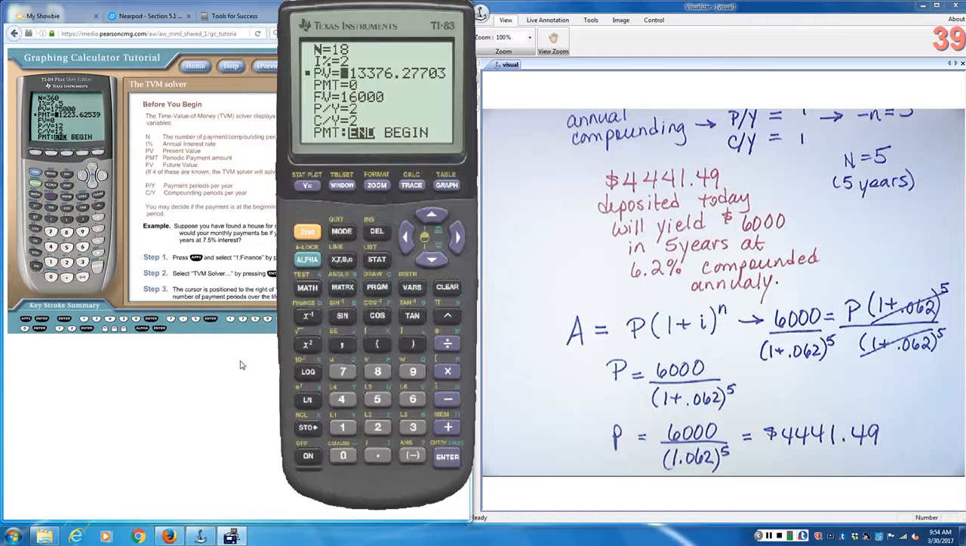And it says the present value of that $16,000 you're going to need in 9 years. If you'll put $13,376.28 in the bank right now and leave it alone, then in your 9 years you're going to have the amount that you need, which is the $16,000. Okay?